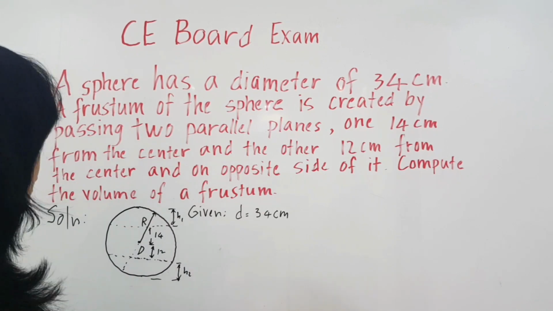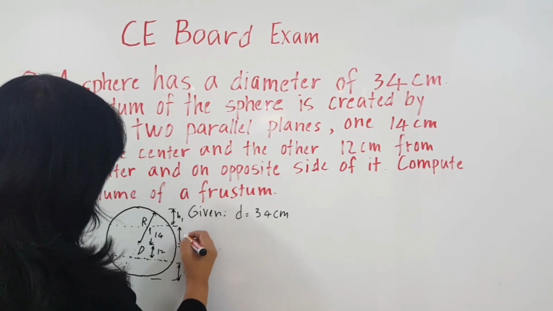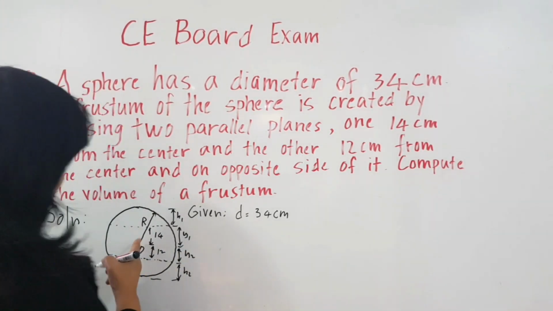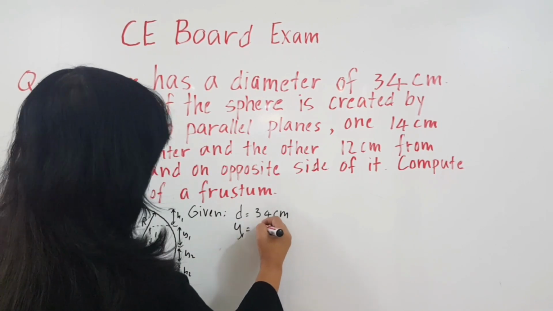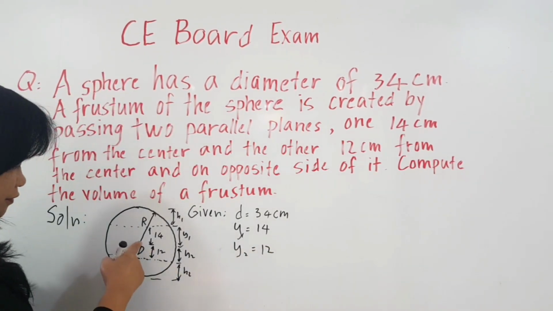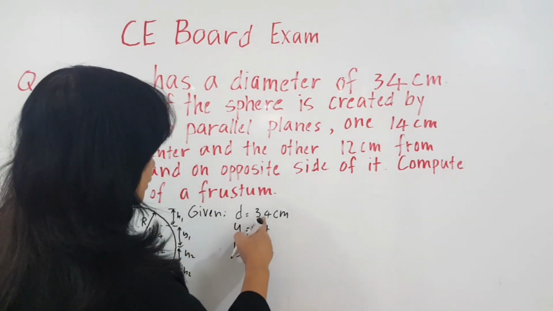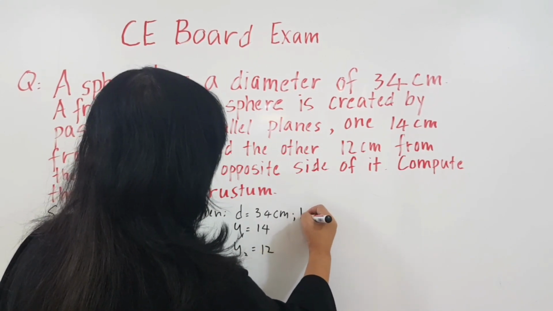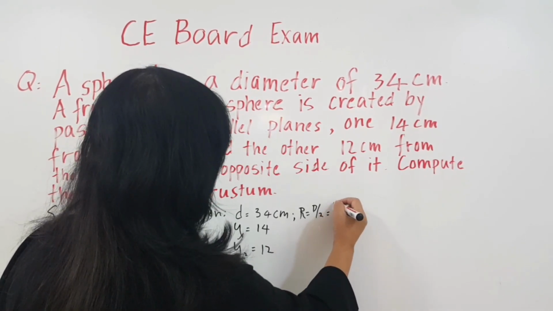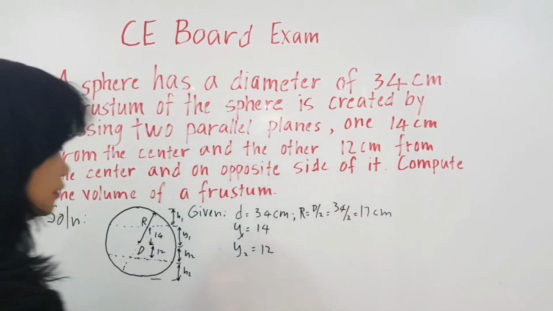So therefore, we can designate this one as Y1, and the other side is Y2. Therefore, from the center to the plane, Y1 is equal to 14, Y2 is equal to 12. This is the one from here to the other plane. So, if there is the diameter of 34, that means the radius is equal to the diameter divided by 2, which is equal to 34 divided by 2, which is 17 centimeter. So there is the radius.